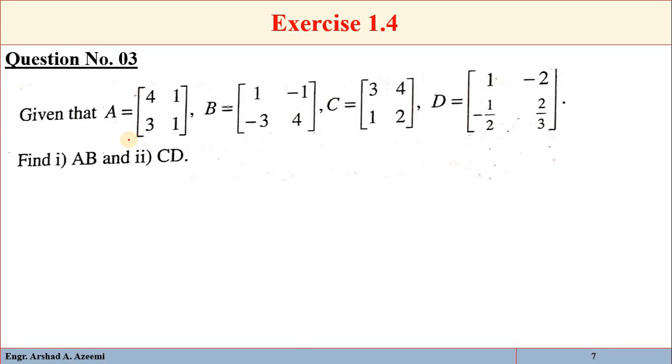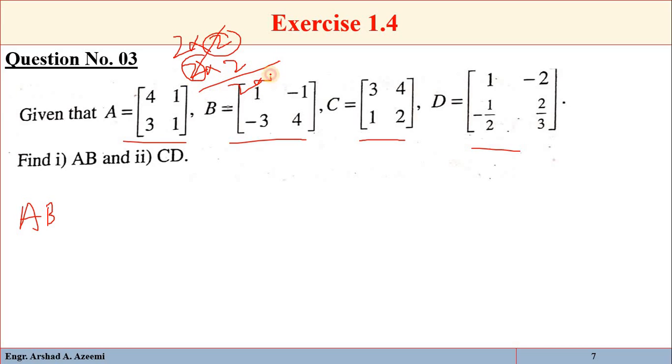Question number 3. If A is equal to this one, B is equal to this one, C and D, find AB. So AB, see, A is 2 by 2, B is also 2 by 2. So the number of columns of A is equal to the number of rows of B. So the multiplication is possible and the resultant will be 2 by 2.